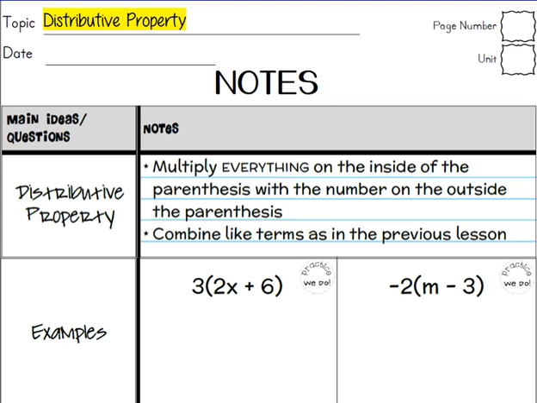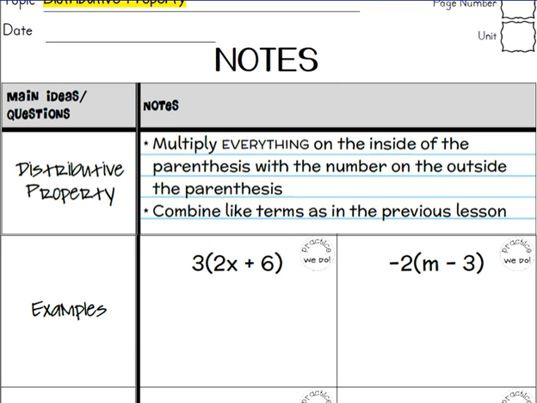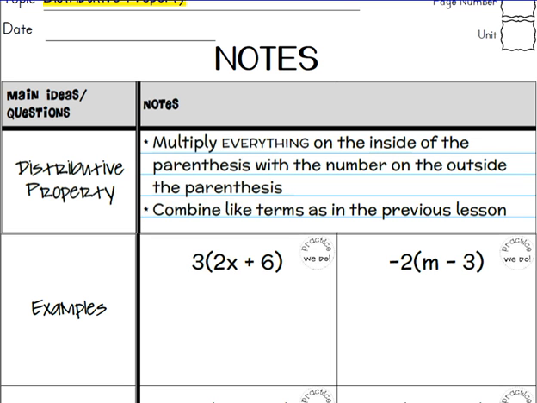Let's try some examples. If we have 3 and in parentheses 2x plus 6, then we need to distribute the 3 to both of the terms that are inside of the parentheses. So we are going to have 3 times the 2x plus 3 times 6.